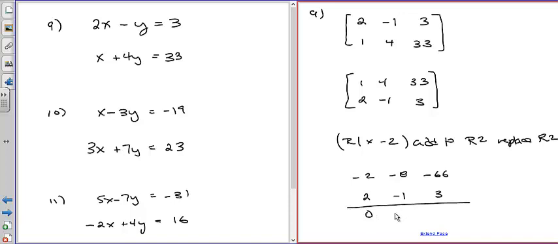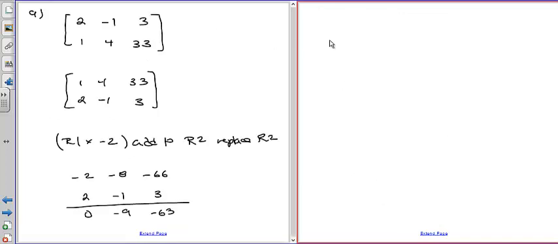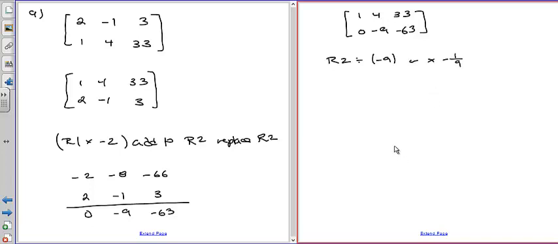So we get 0, -9, -63. Okay, so we can then replace the second row of the augmented matrix with 0, -9, -63. Okay, now we're going to take row 2 and divide by -9, or multiply by -1/9, same thing, and replace that with row 2.